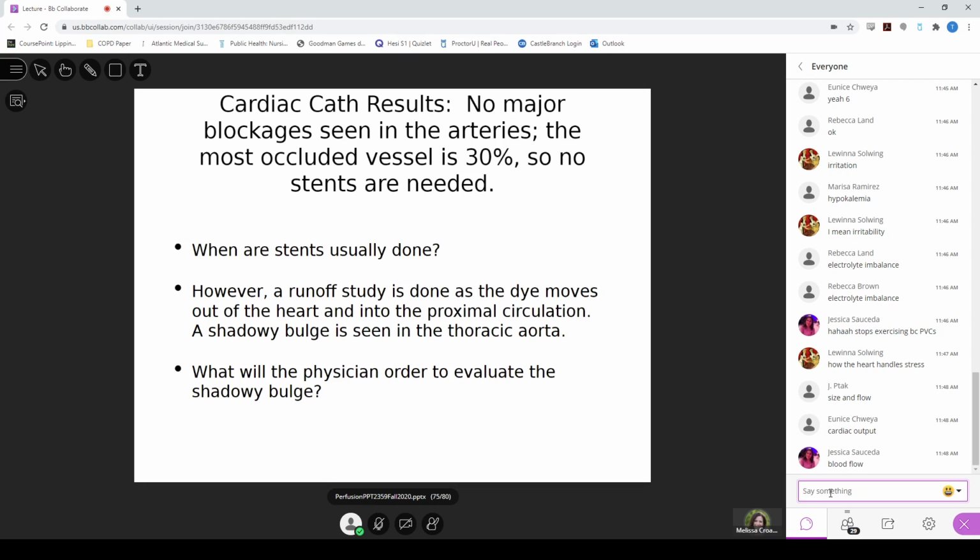So when are stents usually done? How much occlusion will cause a stent to be done? 60 or greater. I think your book says 70 or greater, so go by what the book says. But yes, it is 60 to 70 or greater.